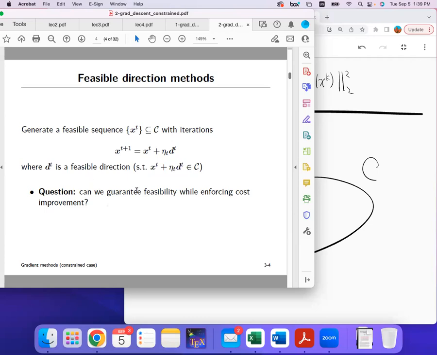The question is, can we guarantee this feasibility while enforcing cost improvement? Right? Can we guarantee this while still choosing a good feasible update direction dt?